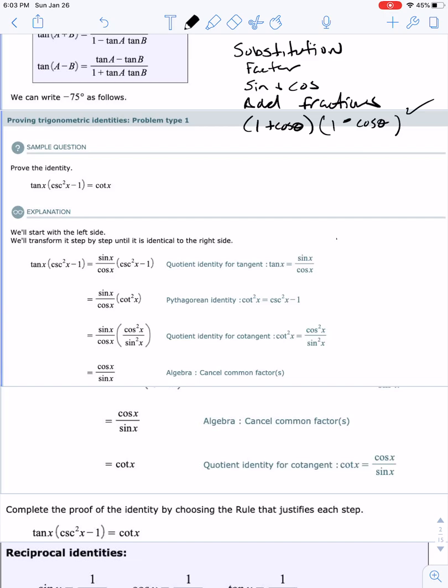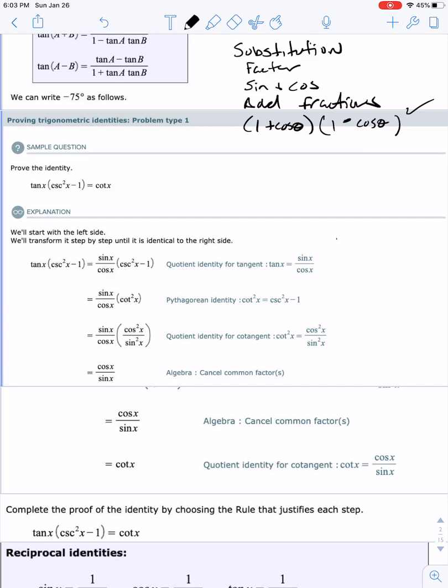Okay, so prove the identity that we have here, tangent x times cosecant squared x minus 1. There are a couple of different approaches. You could start with substituting tan with sine and cosine, or you could start by substituting cosecant squared x minus 1. Both are correct. So we'll go ahead and follow Alex's process.